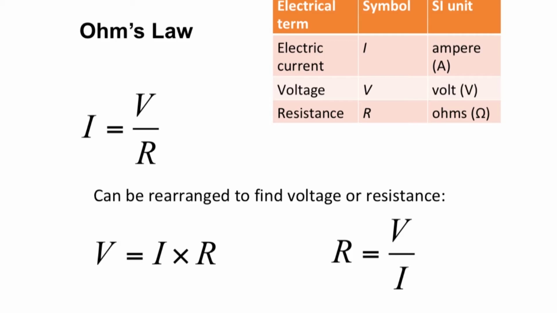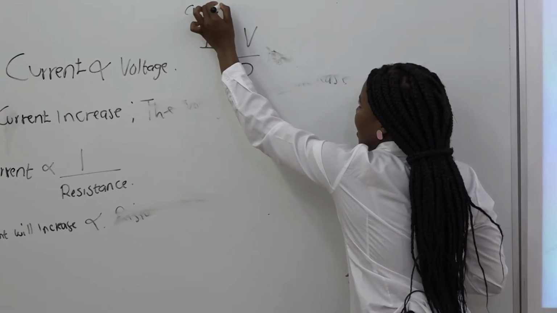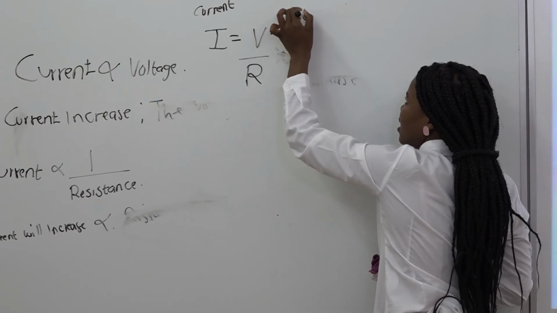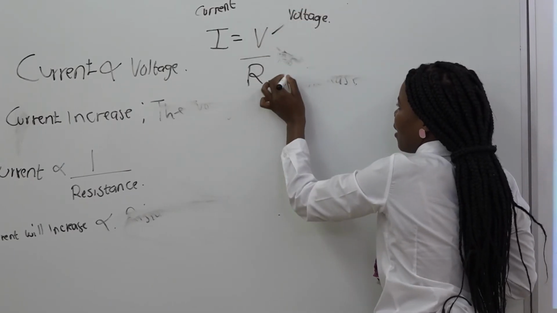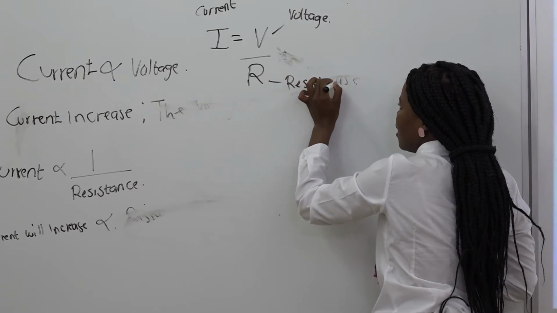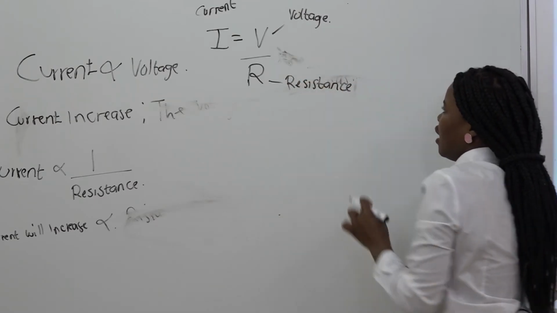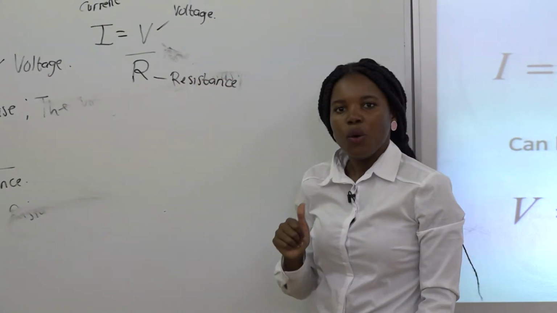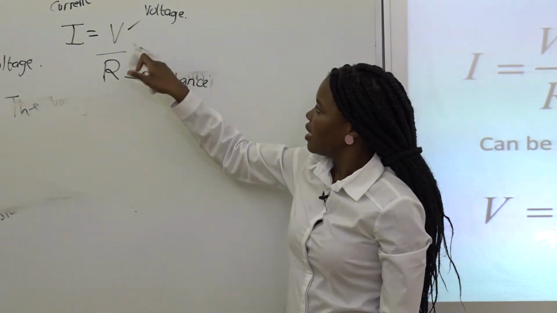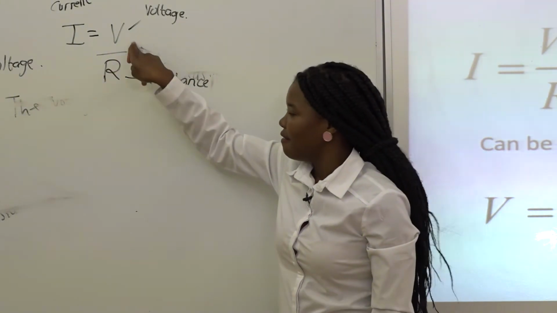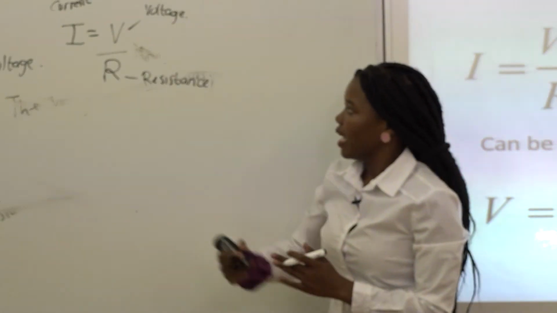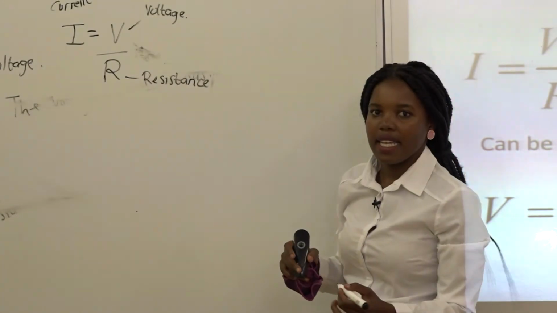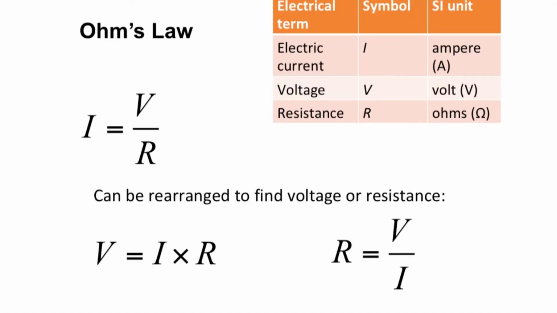But then, remember, I is the current, V is the voltage, and R is our resistance. But remember, you can also make V the subject of the formula. Let's say we are being asked to calculate the voltage, then you have to make V the subject of the formula. We can manipulate this formula. Remember our original formula is I is equal to V all over R.